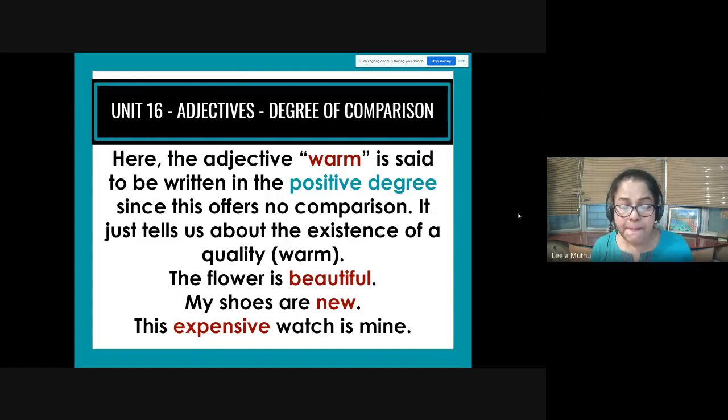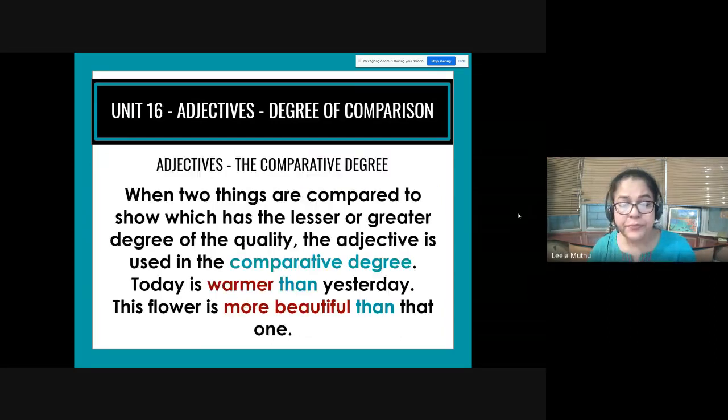For example, the flower is beautiful. That is one quality of the flower. It may smell nice, it may be colorful, but we're just talking about one quality of the flower, which is beautiful, right? Not comparing it to any other flowers. My shoes are new. This pair of shoes that I have is new, not being compared with any other shoes. This expensive watch is mine, not being compared. One watch, the quality that it has is that it is expensive. So that is the adjective of the positive degree.